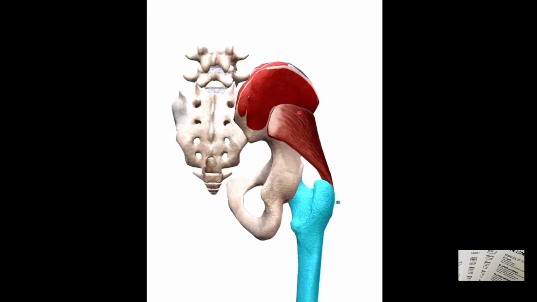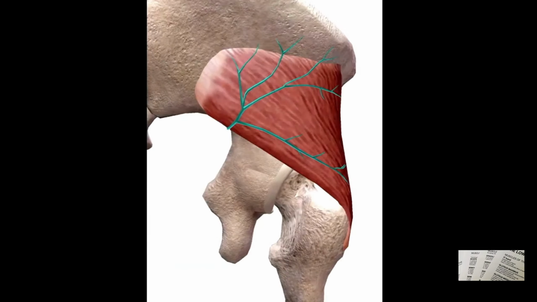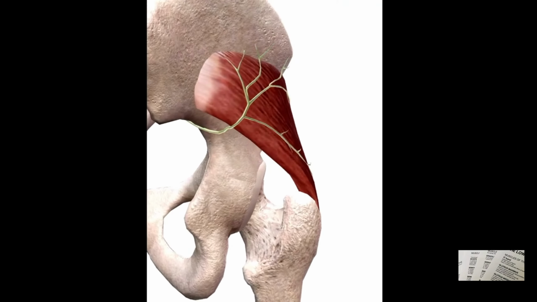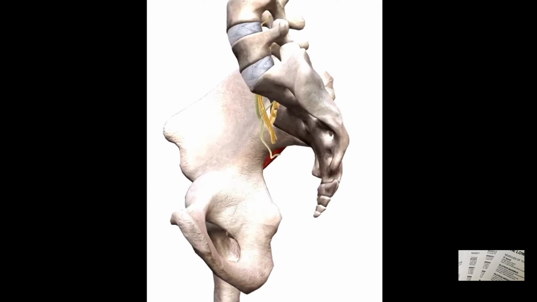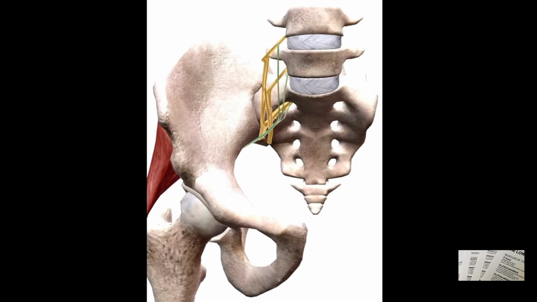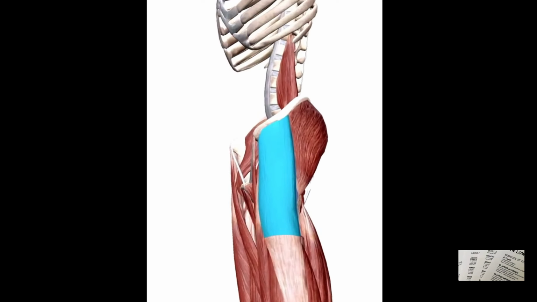Action. Action for the gluteus minimus. That's right. Abduct, right? Abduction of the hip joint. What about innervation? Superior gluteal nerve. It's a branch of the sacral plexus. Tensor fascia lata, and we'll talk about this one here.